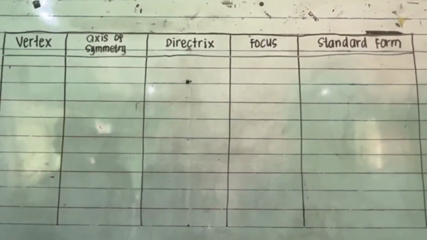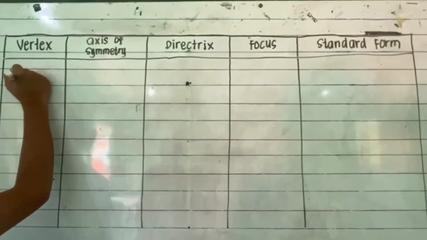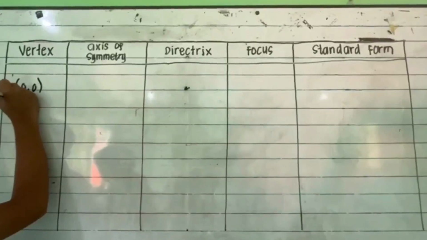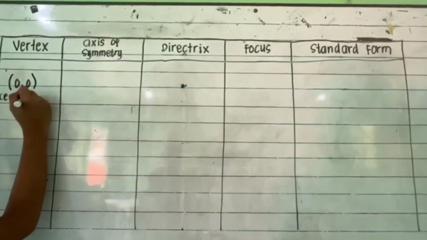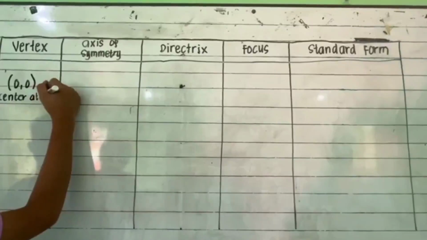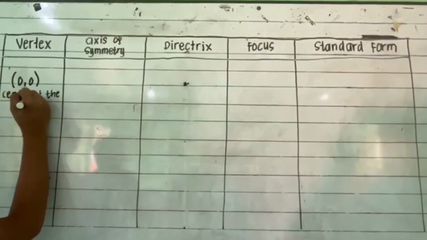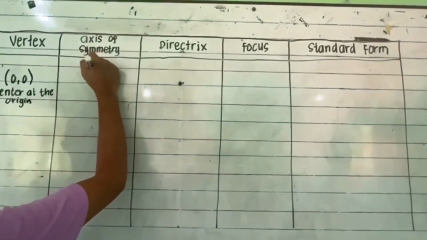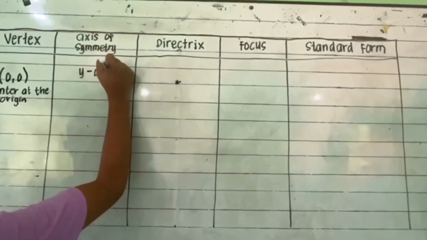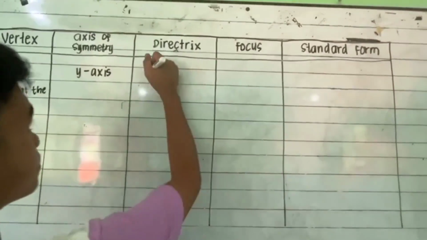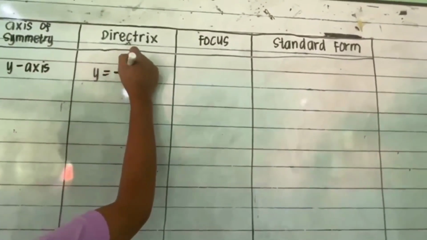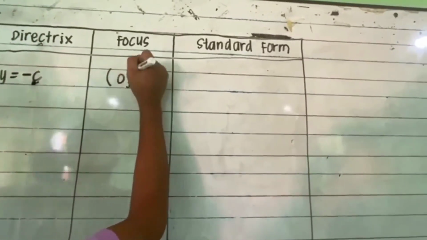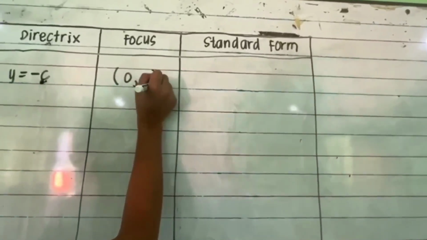A parabola has its vertex, axis of symmetry, directrix, focus, and standard formulas. The vertex has two cases: the center at the origin and the (h, k). First, we have the center at the origin, and its axis of symmetry first is the y-axis, with its directrix y equals negative c, and focus (0, c).